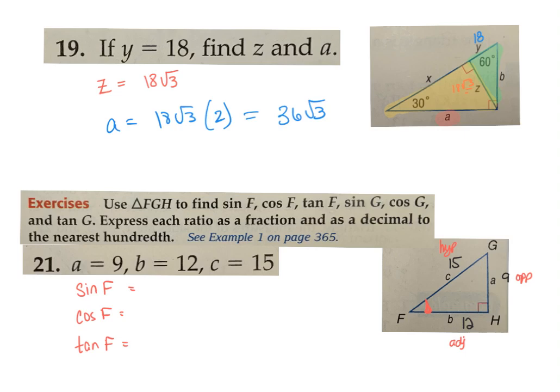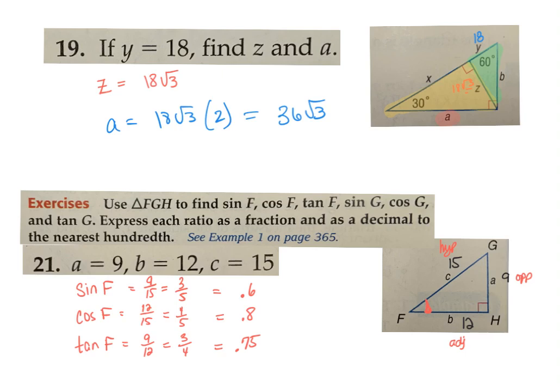So my sine is going to be which one over which one? So I'm going to say 9 over 15. That can reduce, right? 3 over 5. That is my fraction. In decimal form, that would be 0.6. Okay? Cosine then would be adjacent over hypotenuse. That also reduces by 3 as well. So that's going to be 4 over 5. In decimal format, that would be 0.8. And then tangent is going to be opposite 9 over adjacent 12. And that also reduces to 3 over 4, which is going to be 0.75.